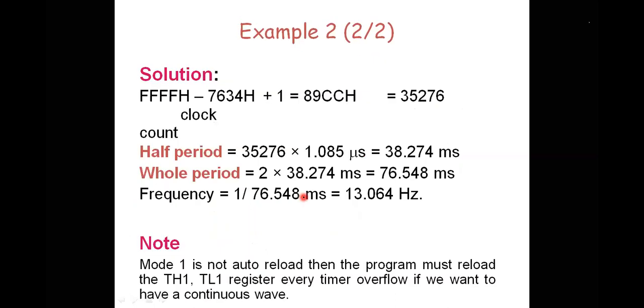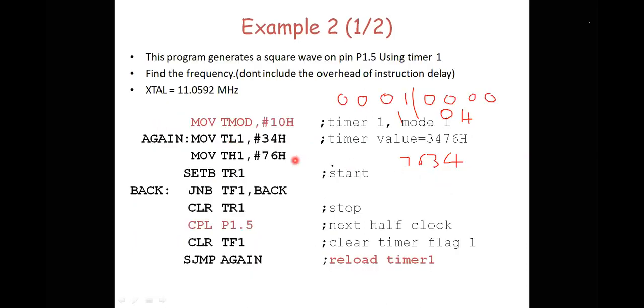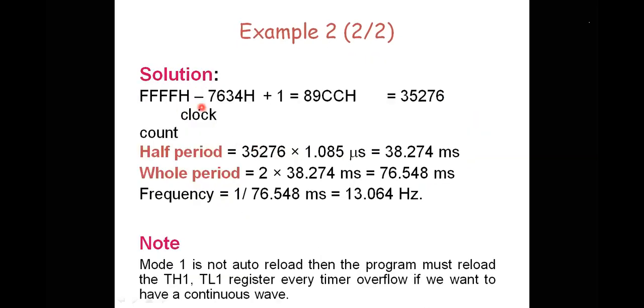See here, you have to calculate the delay. What is our timer value? The TH and TL value is 7634. How are you calculating? Maximum value FFFF minus 7634 plus 1. If you calculate this, you get 89CC. This is a hexadecimal value. Convert this value into decimal. You are getting 35,276. So 35,276 is the half period.